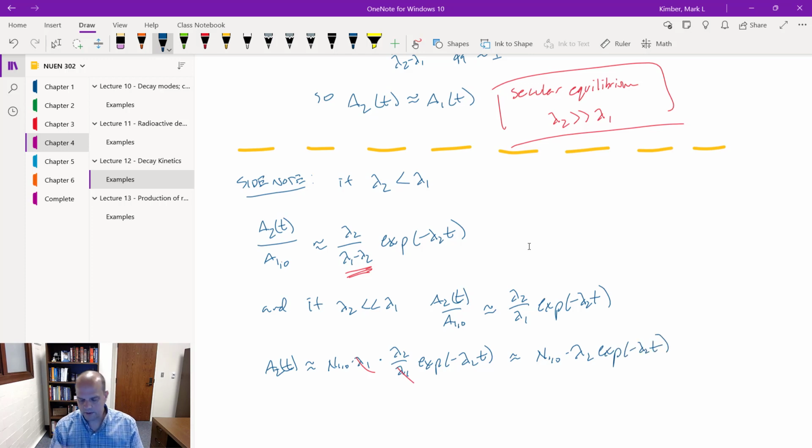And so in other words, if lambda 2 is much less than lambda 1, that means my half-life is much larger for isotope 2 than it is for isotope 1. And so I decay much quicker from isotope 1 to isotope 2, and it just gets built up there. So the expression for the activity of isotope 2 behaves as if I have all the nuclei available to me, as if I'm starting with isotope number 2.